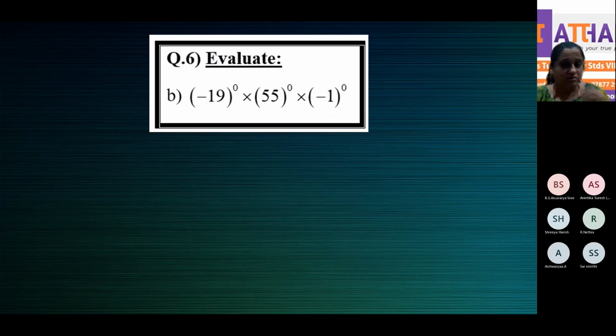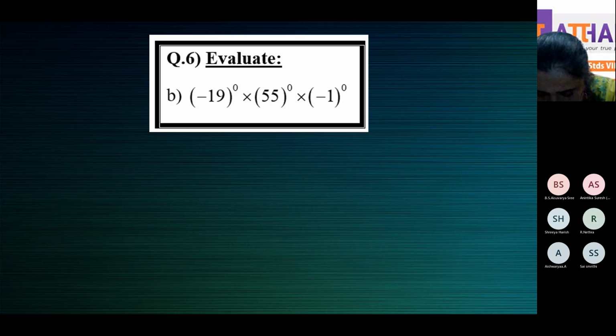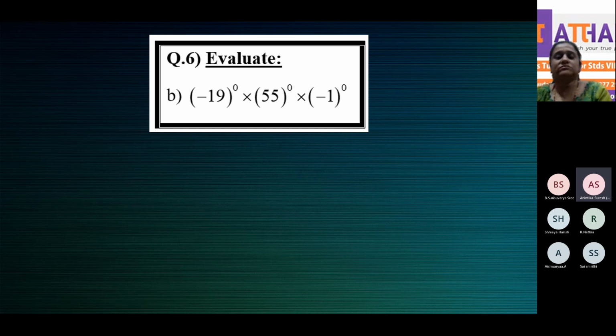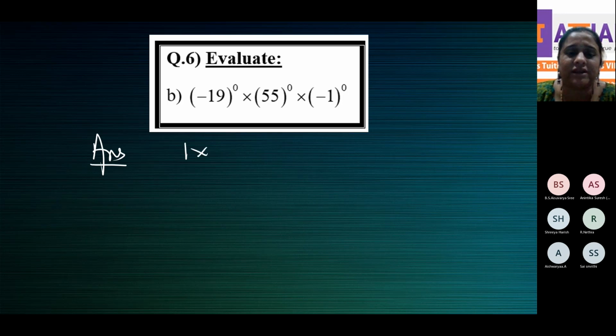This one, what's the answer, children? Ma'am, minus 19 raised to the power 0 is 1, into 55 raised to the power 0 is 1, into minus 1 raised to the power 0 is 1. So the answer is 1. Okay. So anything to the power 0 is 1. So it is 1 into 1 into 1, which is 1.